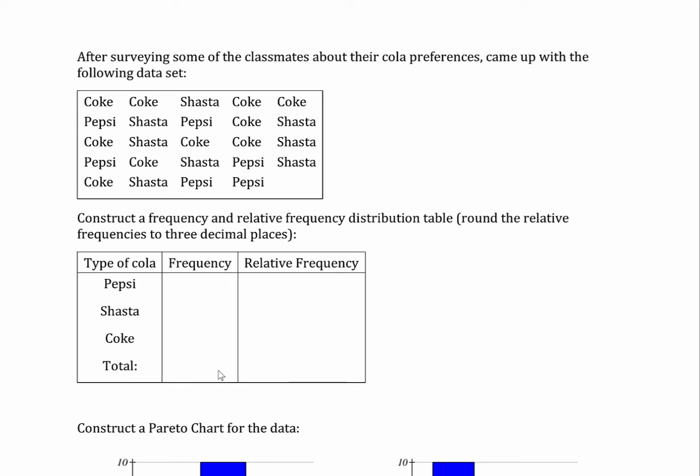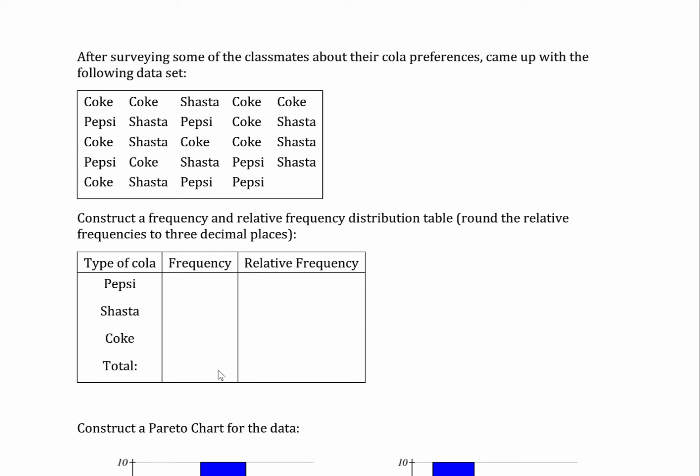After surveying some of the classmates about their cola preferences, someone came up with the following data set. Construct a frequency and relative frequency distribution table, rounding the relative frequencies to 3 decimal places. Okay, so the first thing I'll do is go through and note the frequency of each type of cola.